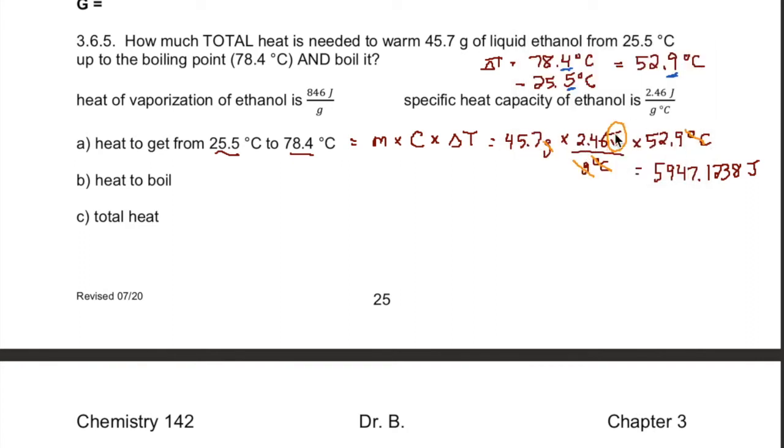However, all of these have three significant digits, so we'll go ahead and round that down. Step A needs 5,950 joules to do step A.